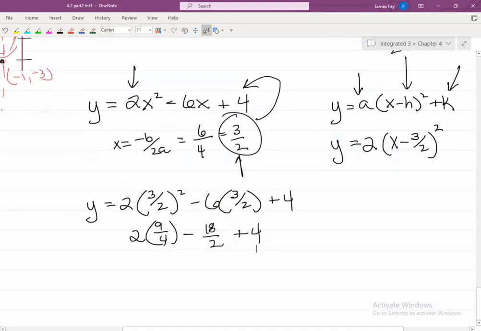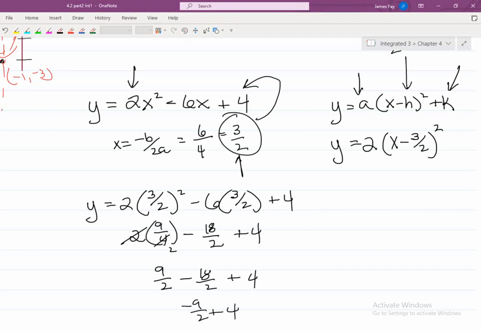So some nice cancellation happens here. Those cancel, leaving me a 2, so 9/2 minus 18/2 plus 4. Well, 9/2 minus 18/2 is negative 9/2 plus 4. Well, negative 9/2 is negative 4.5, right? If I take negative 4.5 and add 4 to it, what do I get? Negative 0.5 or negative 1/2, right? So that's the k value, negative 1/2.